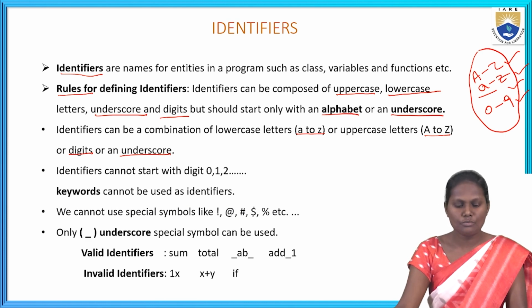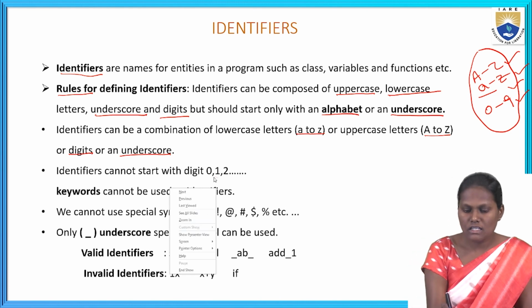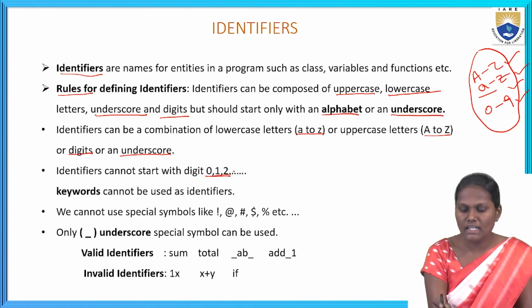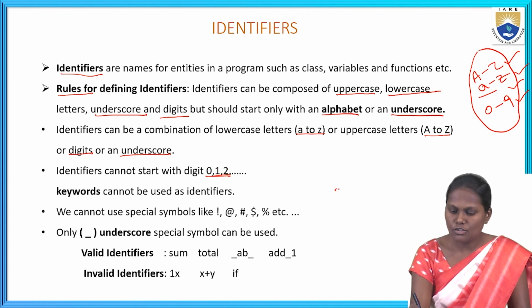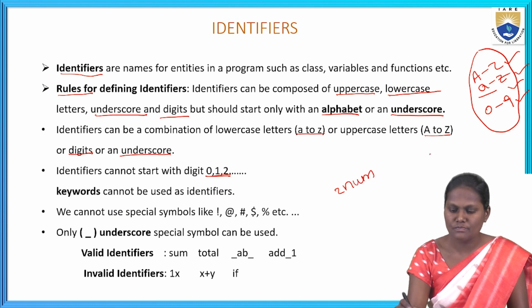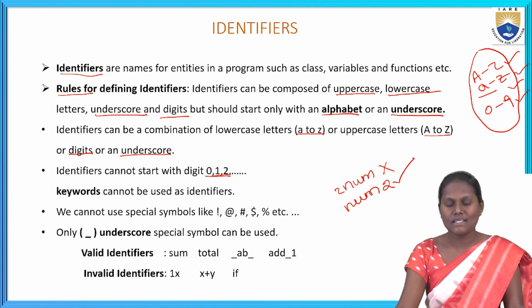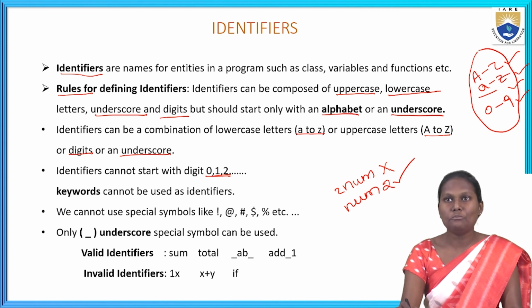Next, coming to the next point. An identifier cannot start with a digit. You have to remember this one also. Identifier cannot start with digits. Here we can see 2num. If we write like this, it is wrong. If we write num2, it is correct. You can see the example here. 2num is the wrong way of writing an identifier.